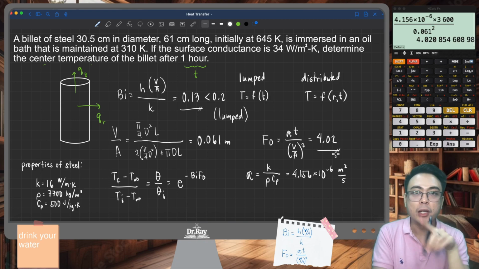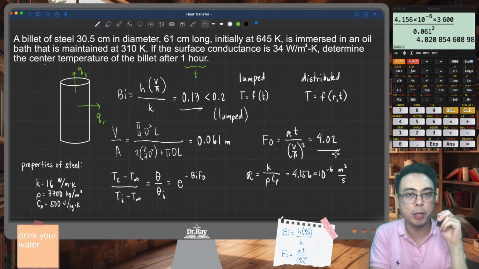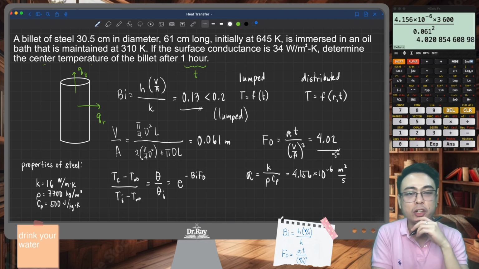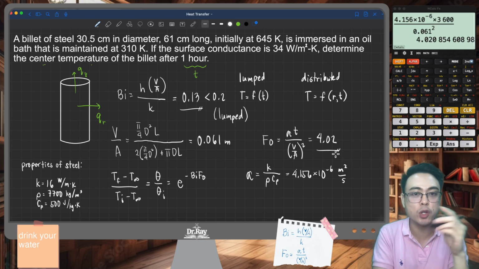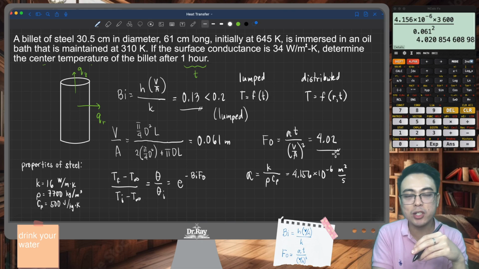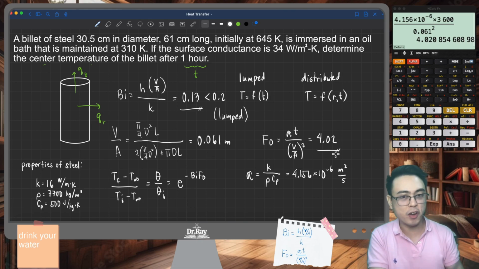Another reminder, the Biot number and the Fourier number are both dimensionless numbers. Dimensionless meaning they're not supposed to contain any unit once you have calculated them. So if you substitute all standard SI units, we can expect all of those to cancel out. Okay? Just be very careful when you substitute those.